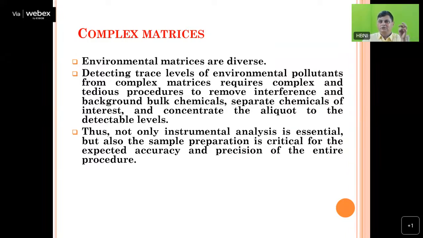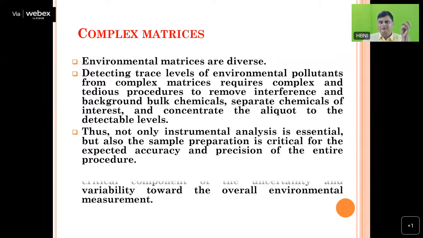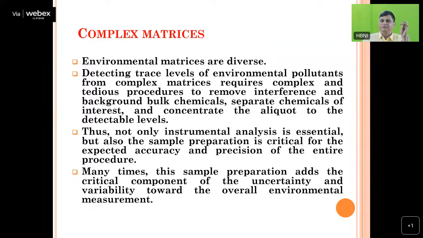So, not only is instrumental analysis essential, but sample preparation is also critical for the expected accuracy and precision of the entire procedure in environmental analytical chemistry. And many times the sample preparation is the critical component of the uncertainty and variability in the overall environmental measurements.